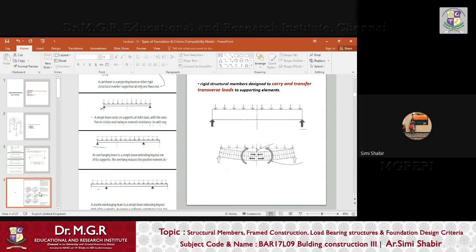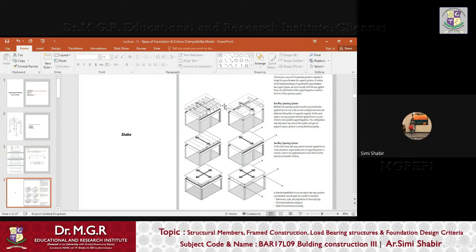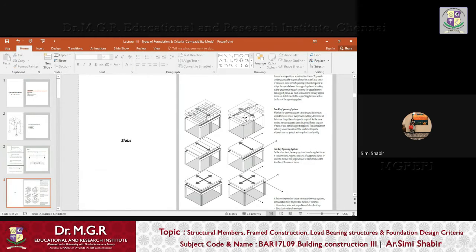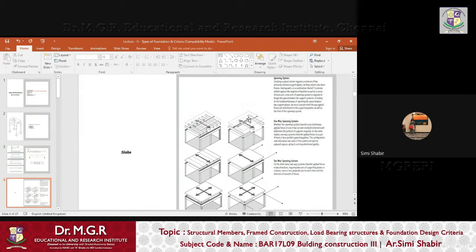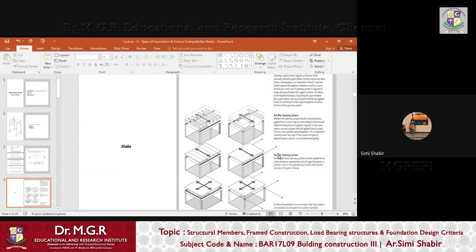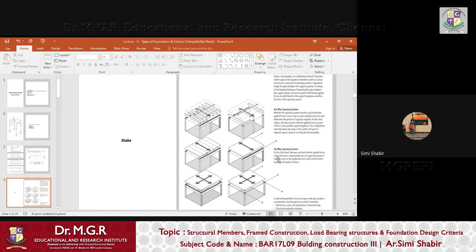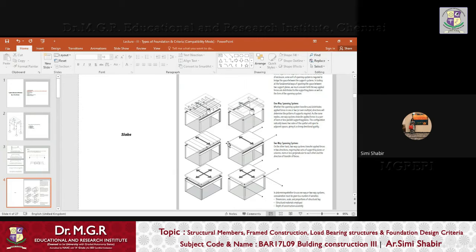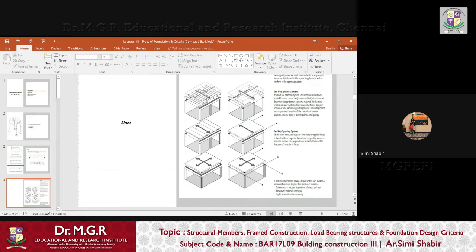Let us now look at slab. Now here you can see the different types of slab. Slabs are again different types. Okay, one-way slab, two-way slabs. Now here the difference between a one-way slab and a two-way slab is in the kind of the support systems and how the spanning systems are considered, and also the proportion of the structural grid, that is with respect to the length and the breadth. These are the criteria that determine the one-way and the two-way spanning systems.